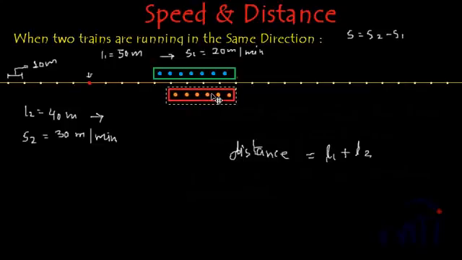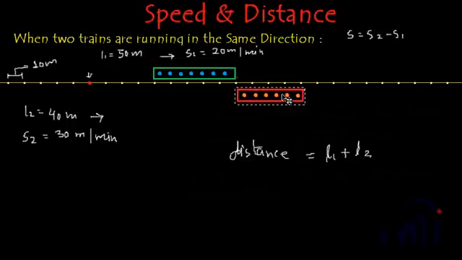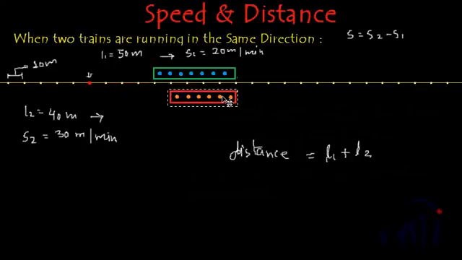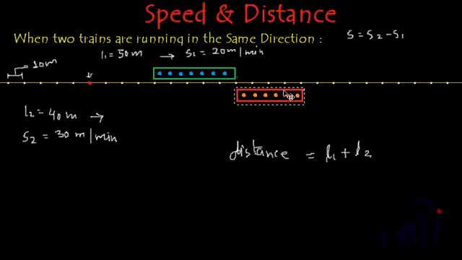Yes. And at this position also, it hasn't overtaken the green train completely, and in order to overtake the green train completely, it has to travel some more distance which will be equal to the length of this train itself. So the total distance traveled by the front end of the red train is actually L1, which is the length of the green train, plus L2, the length of the red train itself, right?